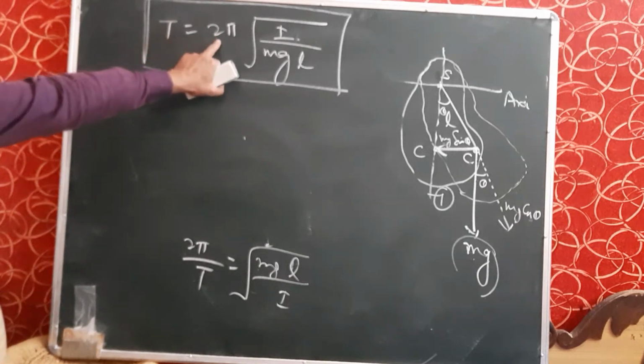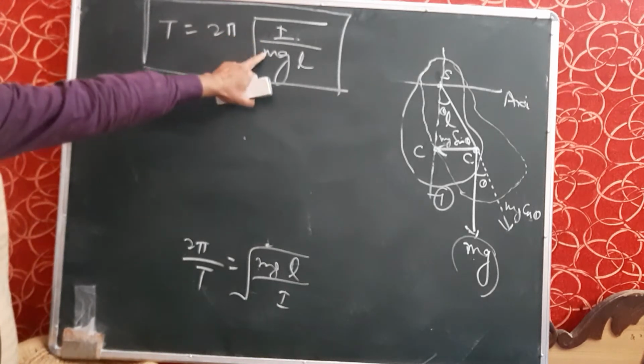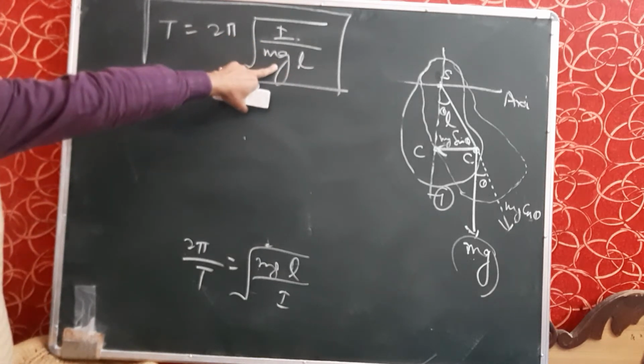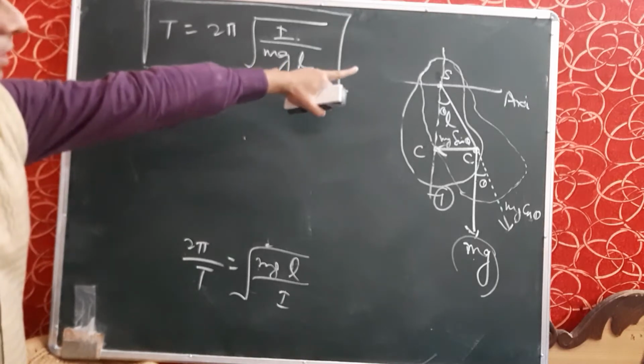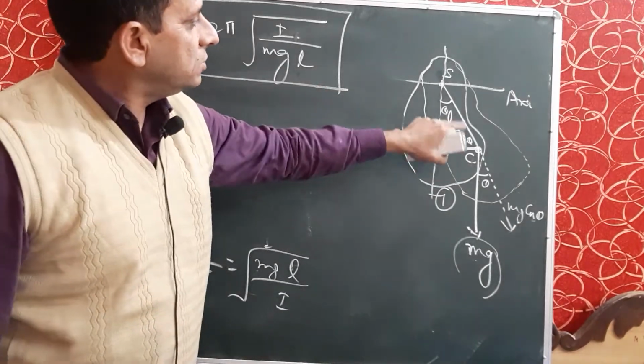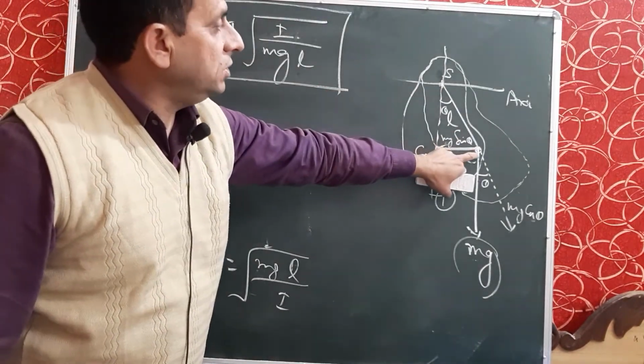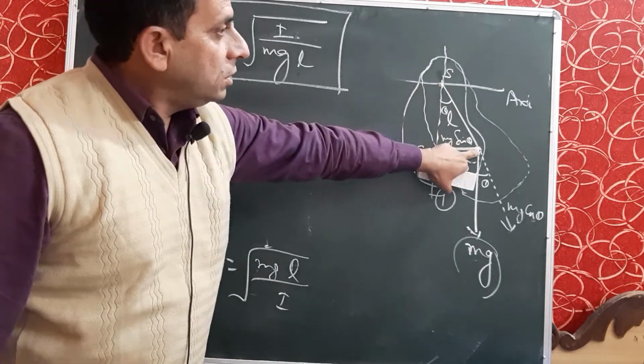Now T is equal to 2π into the square root of I over mgL. I means moment of inertia, m is the mass of the pendulum, g is acceleration due to gravity, and L is the length, the equivalent length, that is the distance between S and C, the point of suspension to the center of mass.